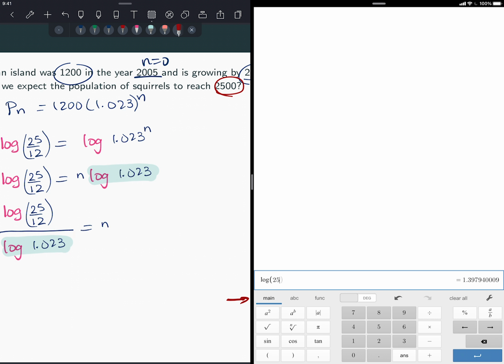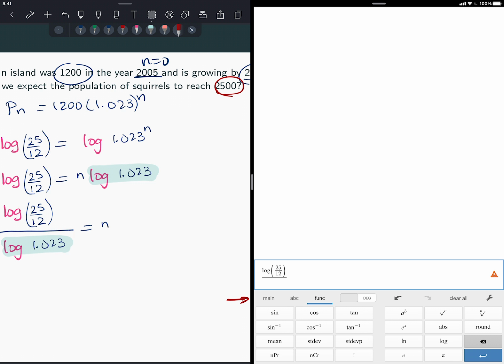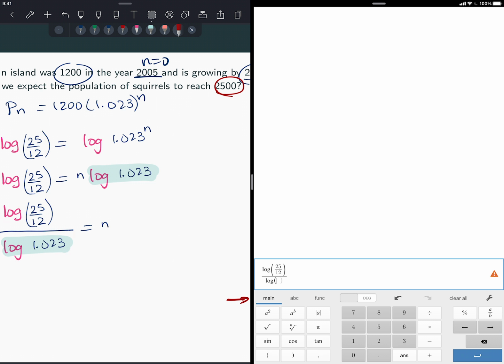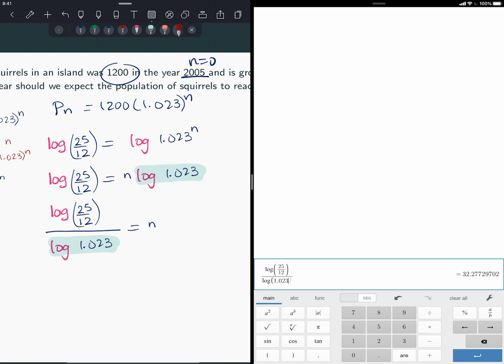So 25 divided by 12, and then again you have to scroll with the arrows outside of the denominator, close the parentheses. Now I'm dividing by, I need a log again. So I go to functions and press the log button of 1.023. So I need the numerical keyboard again, press main, 1.023. So 32.27. These were a number of years.